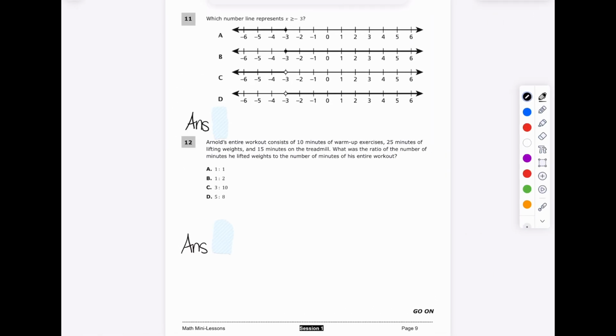Let's look at 11 and 12. Our answers are B and B. Okay, check off into your notes and stay here if you want to see how I break this down.